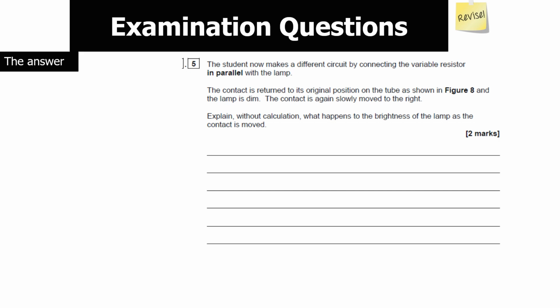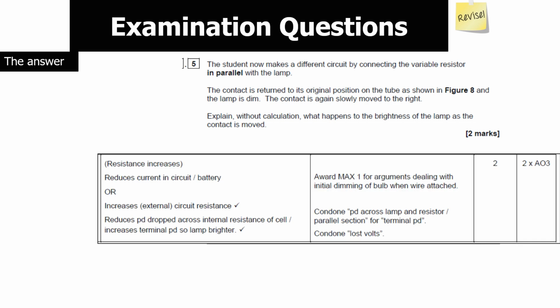Right, so how do you answer this question? Well, you've got to consider it's now in parallel. So the resistance will increase as you move it to the right, which reduces the current in the circuit and the battery. Or you could say it increases the external circuit resistance, so it reduces the potential difference dropped across the internal resistance of the cell. So you've got a greater terminal PD because there's less energy being dissipated in the power source, so the lamp will be brighter.